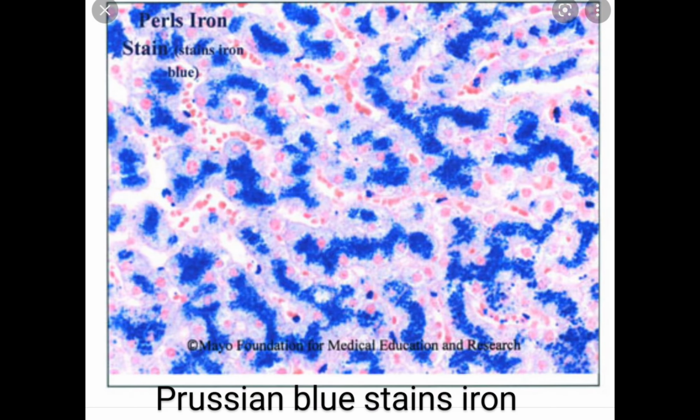Then this is the image of Pearl's iron stain, also known as Prussian blue stain, and it stains the iron bluish in color. So basically, in which condition will we see Pearl's iron stain or Prussian blue stain positive? In hemochromatosis.